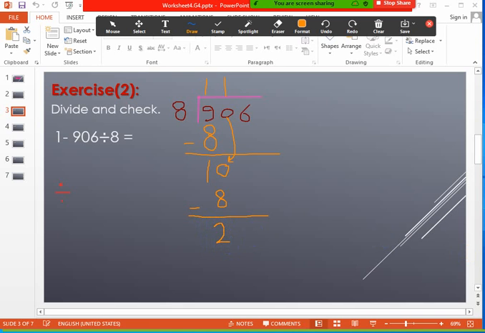Now, let's continue with Bisan. Okay. Yes, Bisan, open the mic. I will take now the 6 and put it next to the 2. So, very good. Now, 26 divided by 8. What is the number? If I multiply it by 8, it will give me the closest number to 26. The closest number is 24. Which number, if I multiply it by 8, the answer will be 24? Very good. 3. That means it will be 3 in the ones digit.